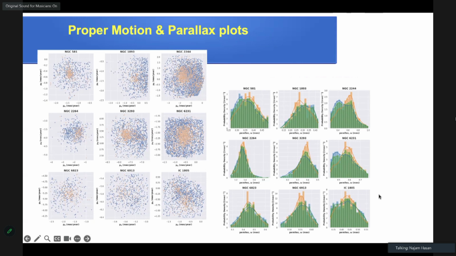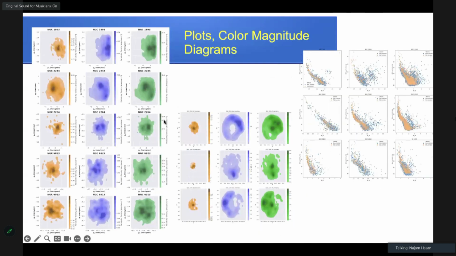And here are the same 9 samples, where we have the proper motion RA, proper motion Dec plots, and on the left hand side, the middle one gives us the RA Dec in the position space, and we have the color magnitude diagrams on the right side.